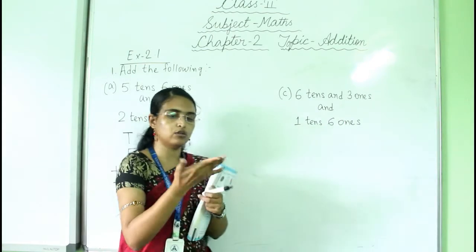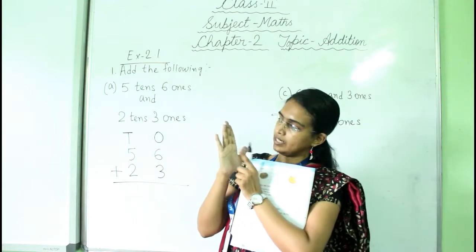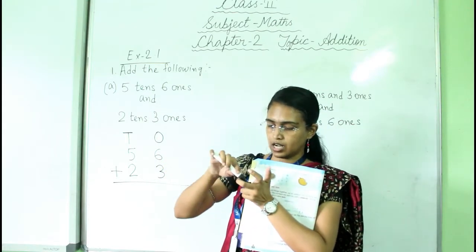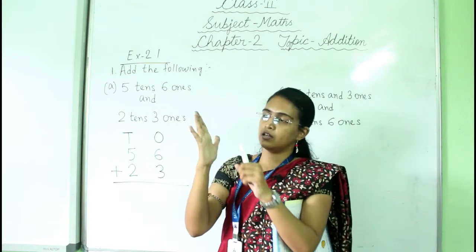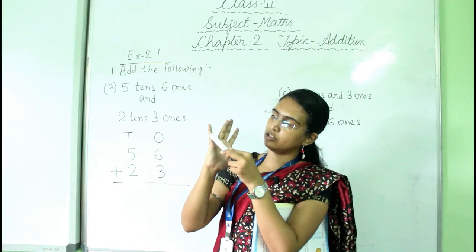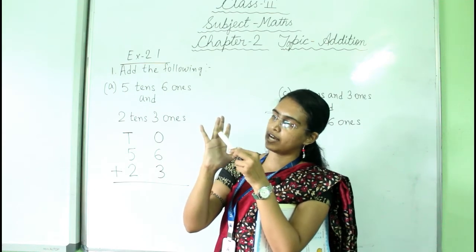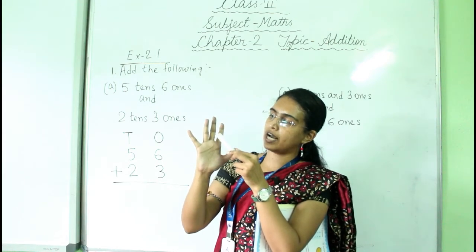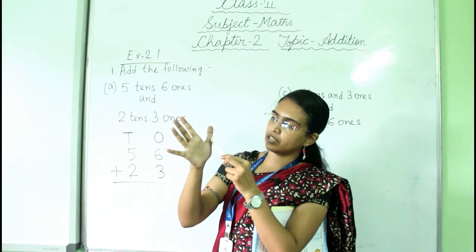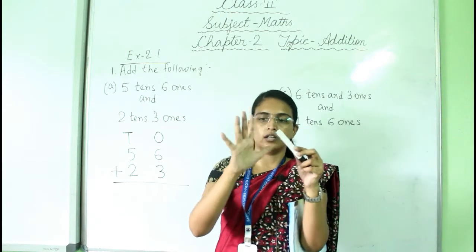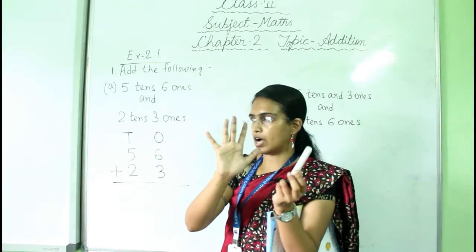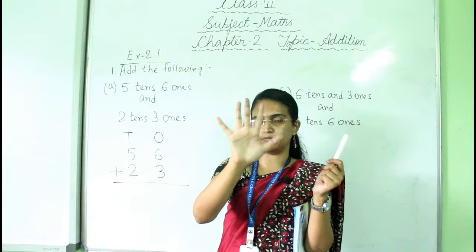So now look here. Can you see these mark lines on your fingers? With the help of these lines you can count on your fingers. Like this one is 1, 2, 3, 4, 5, 6, 7, 8, 9, 10, 11, 12, 13, 14, 15, 16, 17, 18, 19, 20. So how many marks do we have on our fingers? 20. So up to 20 we can count on one hand.